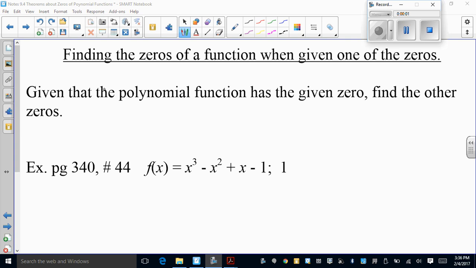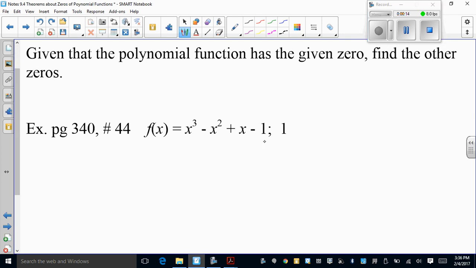Okay, and here's the last video for section 4, finding the zeros of a function when given one of the zeros. So given that the polynomial function has a given 0, find the other zeros. So they gave you 1. Now you have many different choices you can use. You can use long division, synthetic division, but you have to somehow get these factors down if you want. You can even factor this down. I would use synthetic division on this one.